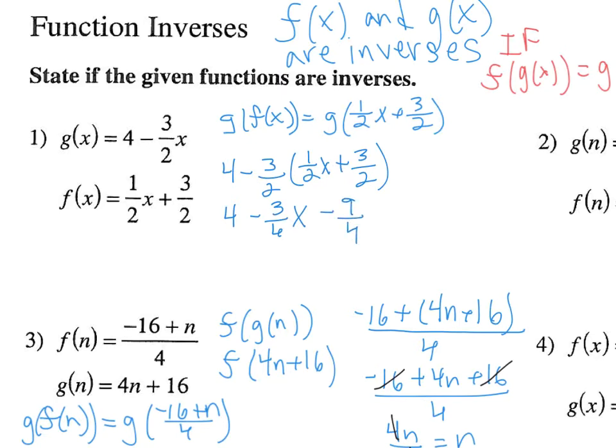And when I simplify that, we simply get negative 3/4 x, and then plus, so that's 16/4 is 4, minus 9/4 is 7/4. The point being, you guys, that it is not the same thing as n. So I really don't even need to check the other composition direction of f of g of x. If my first outcome comes out to not be n, then they are not inverses.